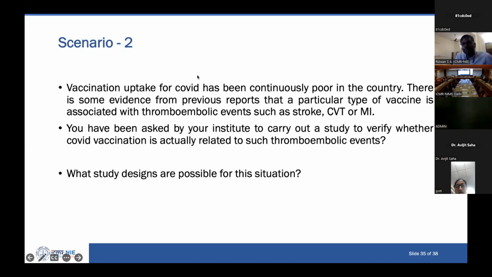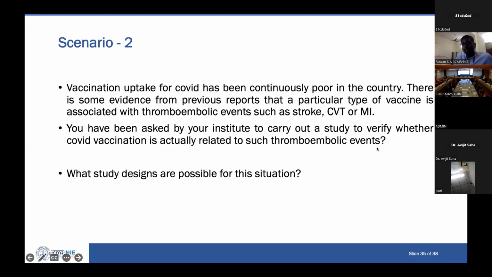So there is no one right answer to this question. You can do any study design, but you have to justify how you will do it. For example, if I'm taking a retrospective cohort, I would say all those patients who have received the COVID-19 vaccine, we will see whether they developed stroke, CVT, or MI. And in the same period, all those who did not take the COVID-19 vaccine, we are going to follow them up for 1 year and see whether they developed stroke, CVT, or MI. So this is a retrospective cohort study where you can do it from hospital records.